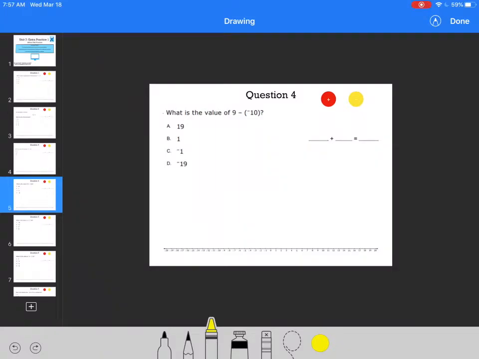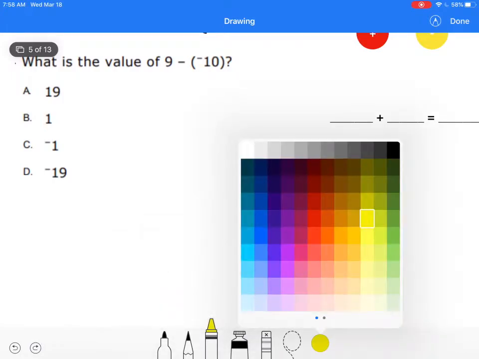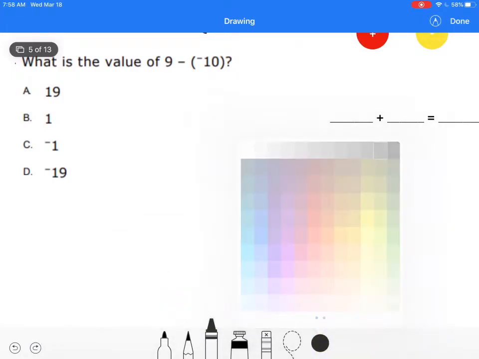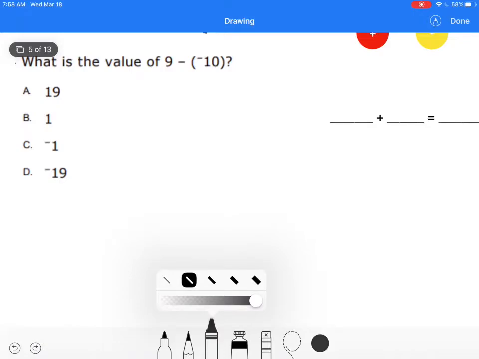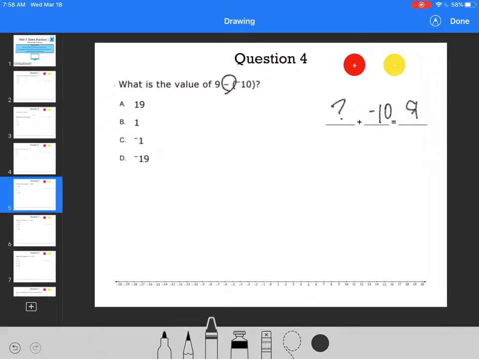All right, what is the value of 9 minus negative 10? So again, with this one, we want to change it into an addition problem. So we're going to change the color to black. And I know that it's going to equal 9 because that's where I've started. And then I know that I need a question mark, and then this changes to a plus sign because I'm changing to addition. Negative 10. So something plus negative 10 is going to get me 9.